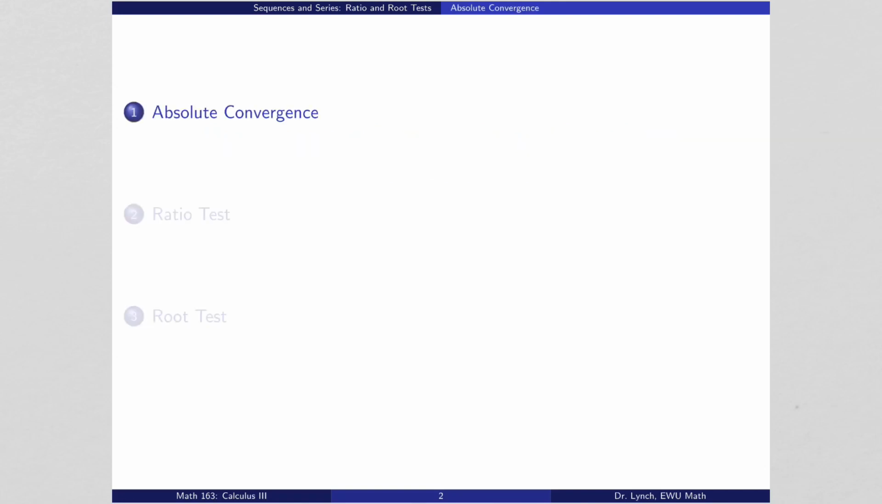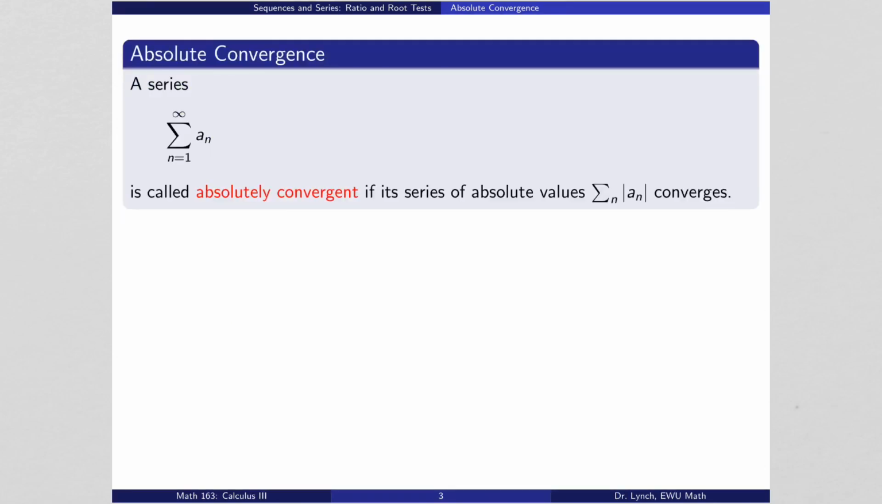So in this video, we'll start with a new classification of convergence, and then we'll talk about two new tests for convergence. So here's a new classification for convergence. It's called absolute convergence. A series, n equals 1 to infinity of a sub n, so this could be positive or negative terms, doesn't matter. This series is said to be absolutely convergent if its series of absolute values converges.